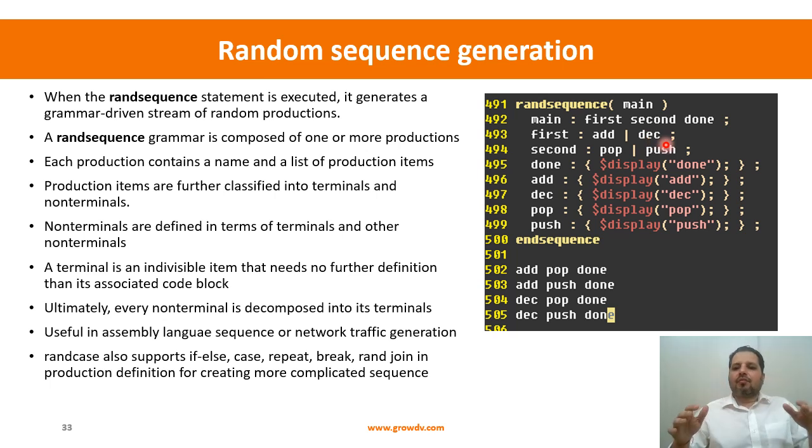So you can think of it like a graph, and it will keep on traversing different branches and select different values in those branches and construct the entire sequence that you have defined in your main production, right? So this is how the rand sequence construct works. This is an interesting construct. Feel free to explore further based on the LRM if it interests you.